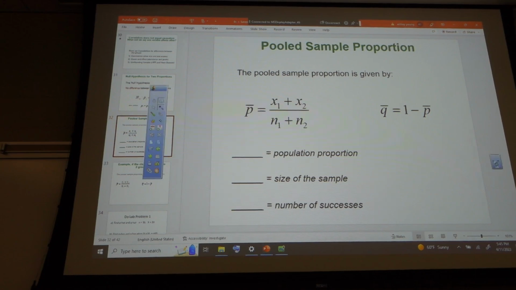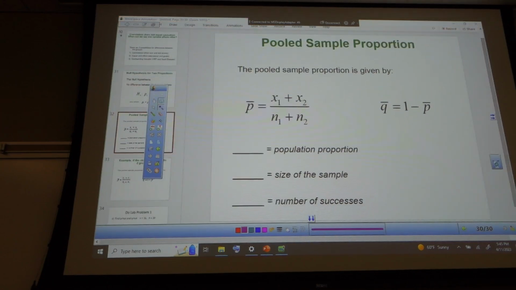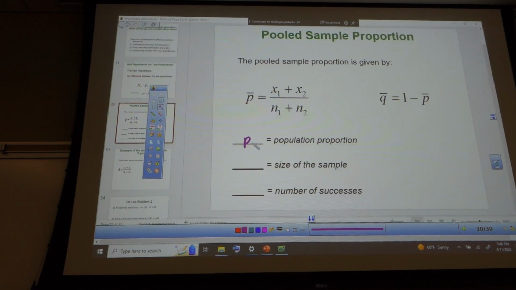Pooled samples. In your notes, you're going to have a population proportion, that's P or P naught. You have the size of the sample, N, and the number of successes, X, and P is equal to X over N. You fill those into the blanks. Below that, they talk about the pooled sample, which is P bar.